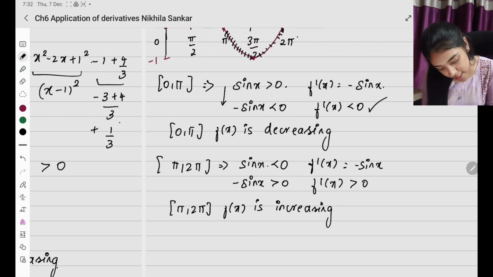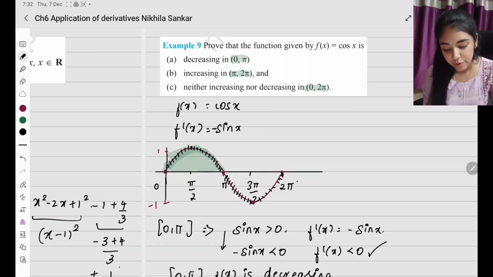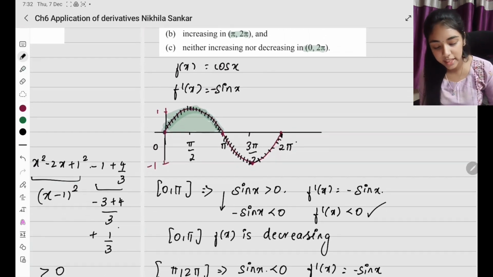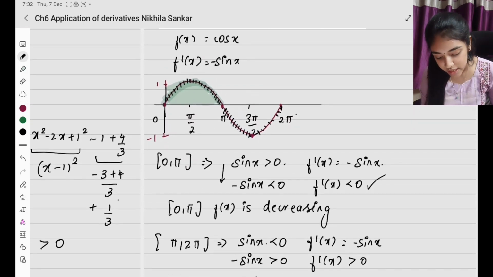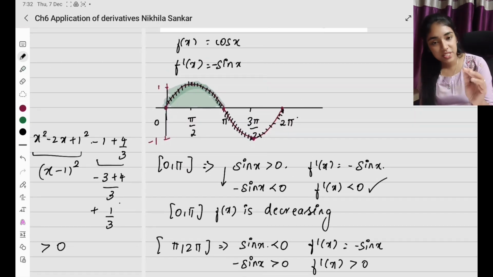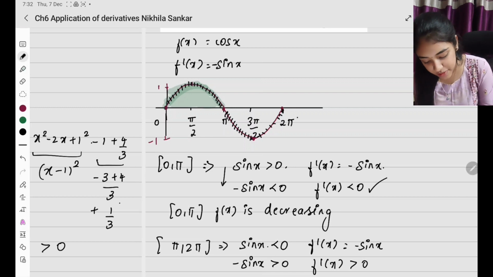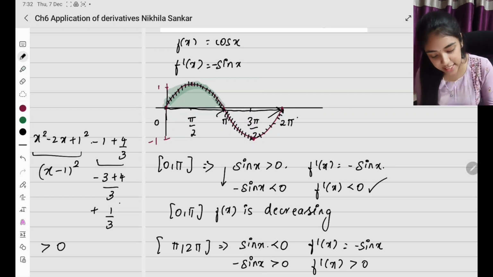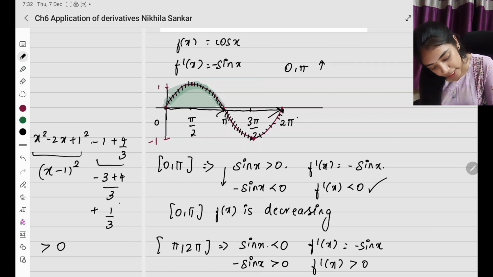Okay. Now my last subsection is to say that it's neither increasing nor decreasing in 0 to 2 pi. So from 0 to 2 pi, what do I see? From 0 to pi, it is decreasing. From pi to 2 pi, it is increasing. So basically 0 to pi, it's decreasing. Pi to 2 pi, it is increasing.